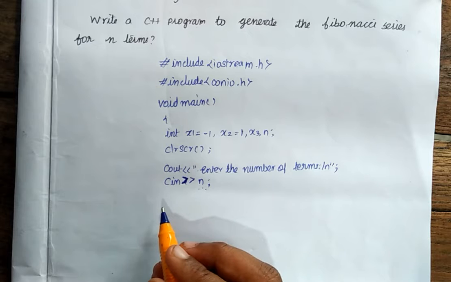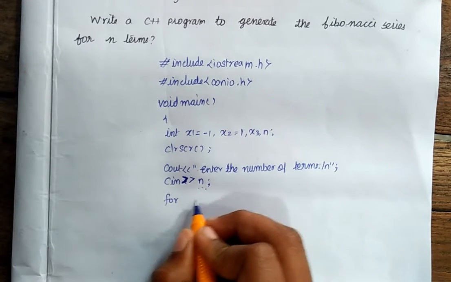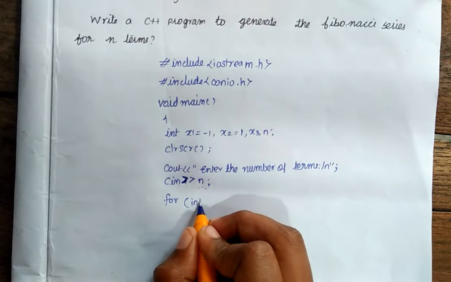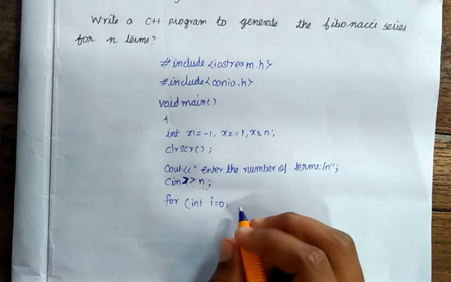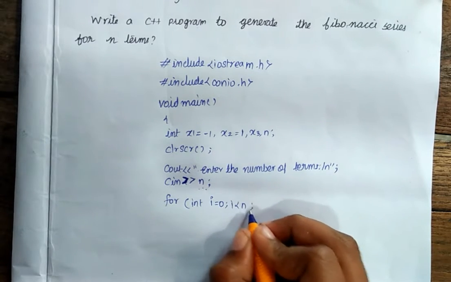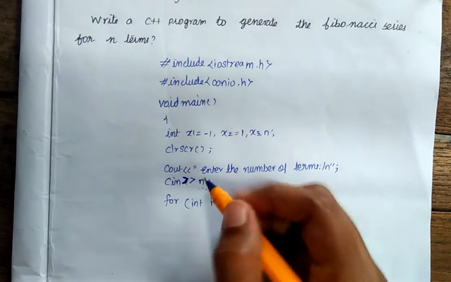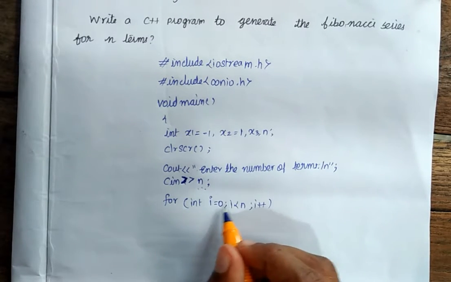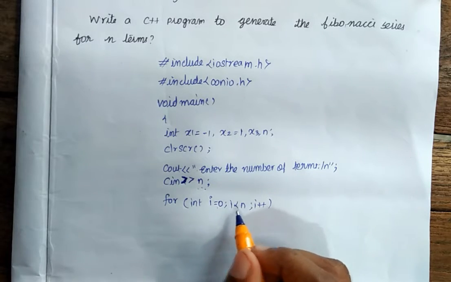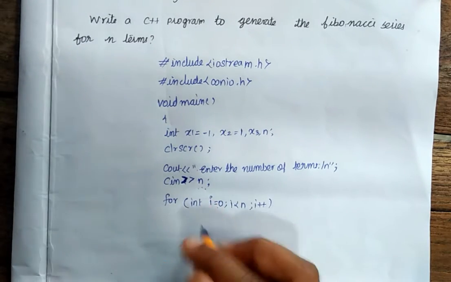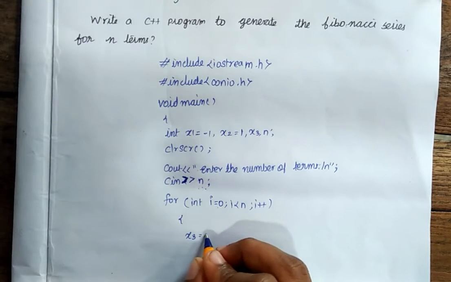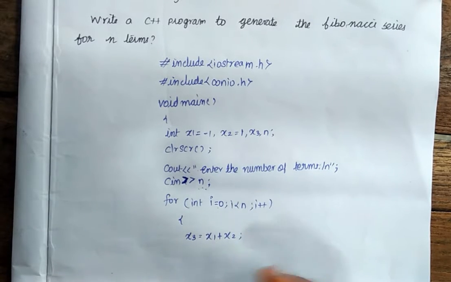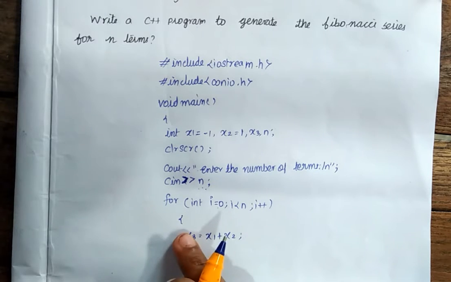Then you have to use the for loop, with the index variable integer i is equal to 0, and then i less than n and i plus plus. It will continue to loop this function while i is less than n. Then we need the operation x3 is equal to x1 plus x2. Then you can print the value of x3.